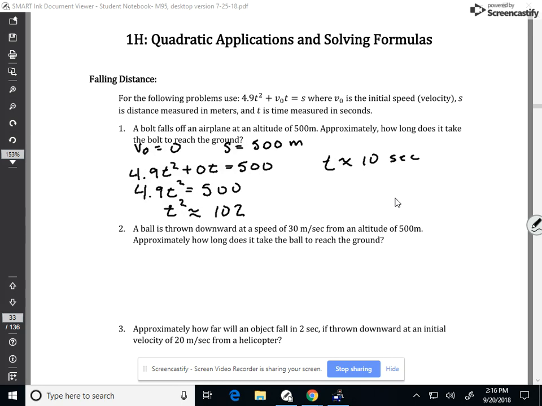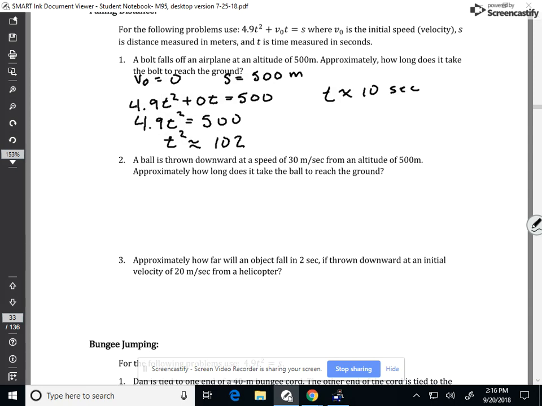And it's 10 seconds. Okay, so number 2 says a ball is thrown downward at a speed of 30 meters per second. So that means v sub 0 is 30. Again, it starts at an altitude of 500 meters, so our s value is still 500. And then it says approximately how long does it take the ball to reach the ground?